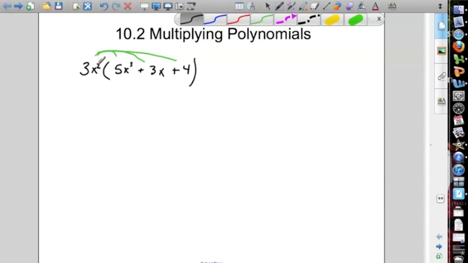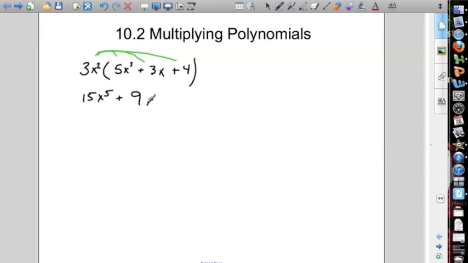Now this is just multiplication, so it's 3 times 5, that's 15. X squared times x cubed is x to the fifth. Now we're taking 3x squared times 3x, so 3 times 3 is 9. X squared times x, I have to add that 1, so it's x cubed. And then I have 3x squared times 4. 3 times 4 is 12, and I have my x squared.